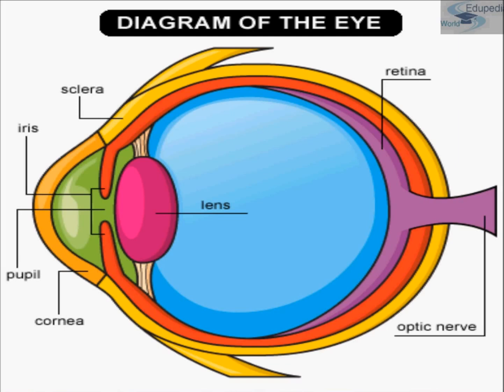If we see, the eyes are located on the ventral side in the bony sockets called orbits. Only 1/6 of its total surface area is exposed, while 5/6 of it lies within the orbit. That means it is inside the orbit. It is a hollow spherical organ with a diameter of about 2.5 centimeter. That means this is the diameter from here to here, 2.5 centimeter.